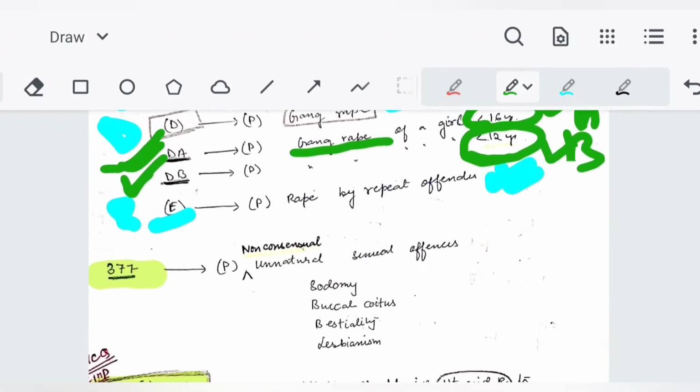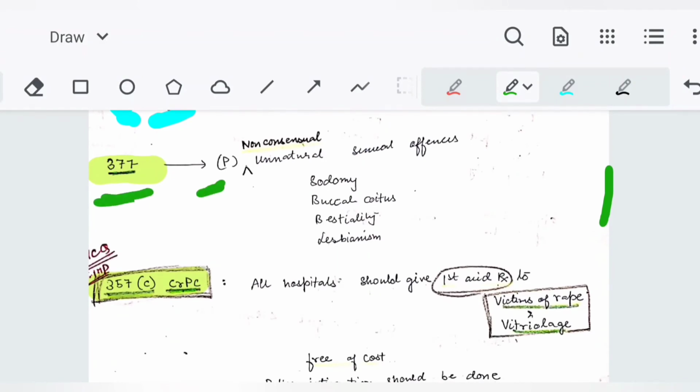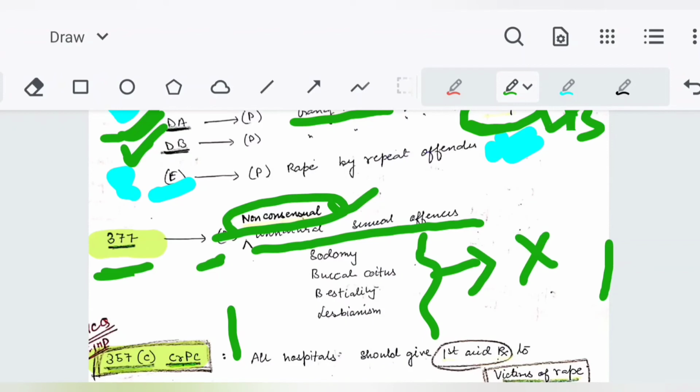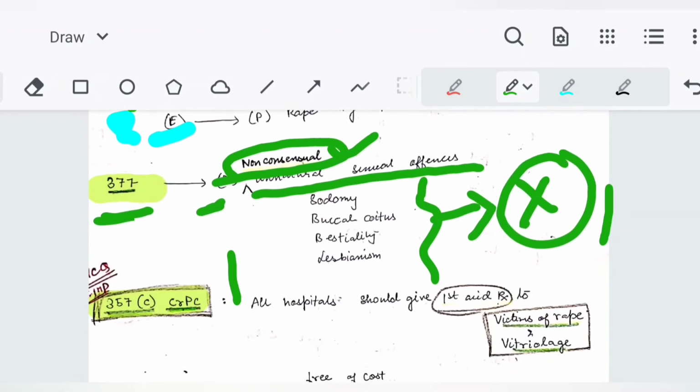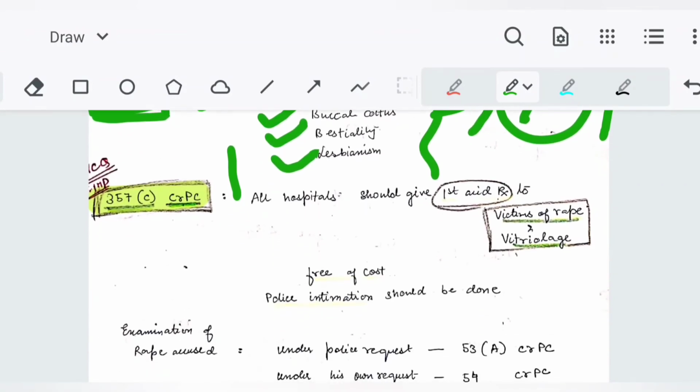Okay. Now coming to 377. 377 is punishment for non-consensual unnatural sexual offenses. Okay. It should be non-consensual, otherwise these are not an offense now, right? Not an offense now. Lesbianism, sodomy, buccal coitus, bestiality, if they are non-consensual, it will come under IPC 377. Okay.